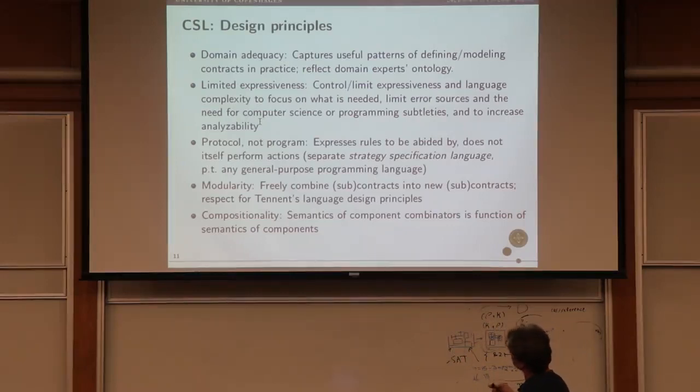that's the first thing. So domain adequacy. We're trying to capture useful patterns that we've observed that people will find reflect their ontology, basically the way they think about their domain. Okay. And another design principle, related to the first one, is limited expressiveness. It's very important. It's like, don't you want it more expressive? No, you're thinking the wrong way. How can we make it less expressive, okay?